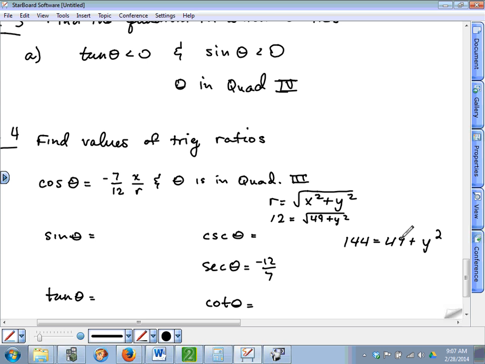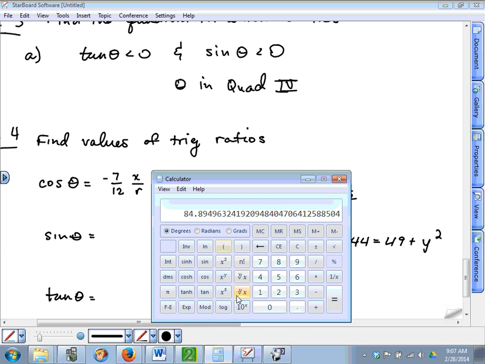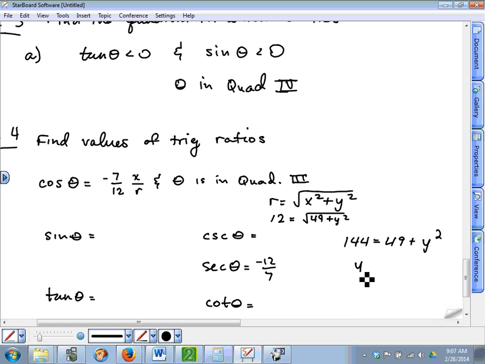If you subtract 49 from 144, you get, let's see, 144 minus 49, 95. So y squared equals 95. Now we got to think here for a second. What quadrant are we in? We're in the third quadrant. Is y positive or is y negative in the third quadrant?